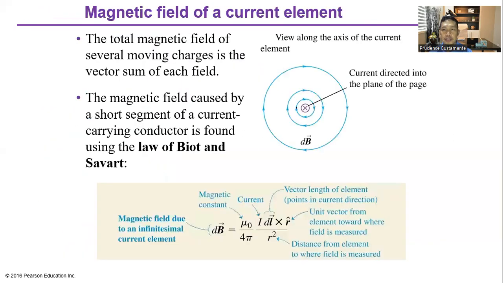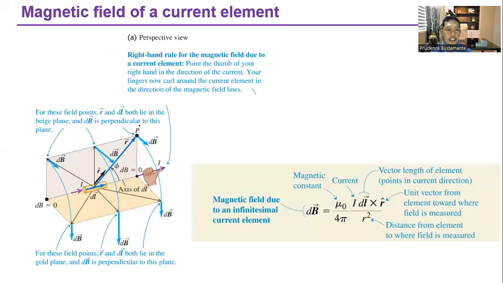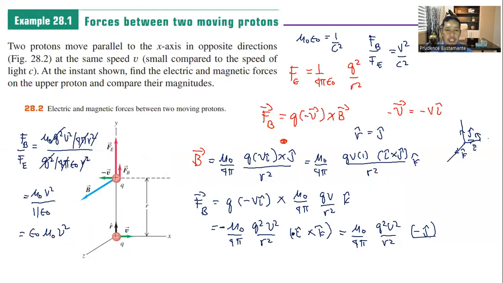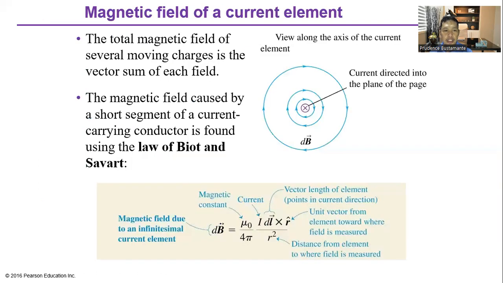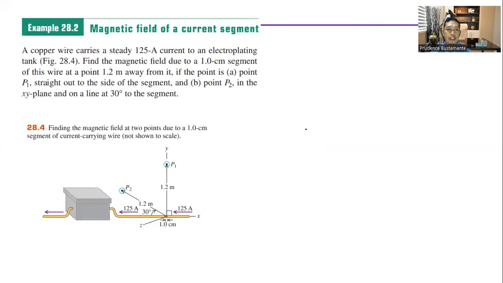And if you want to find the magnetic field at this point with the distance r, the magnetic field due to an infinitesimal current element is mu naught over 4 pi times the current I, and we have dl, the vector length element that points in the current direction, cross the unit vector r hat, over r squared, the distance from the element to where the field is measured.